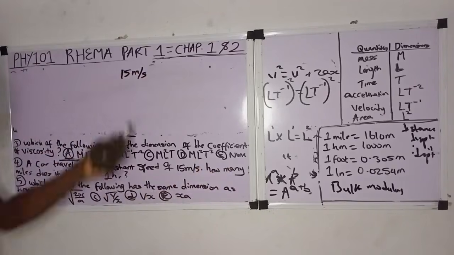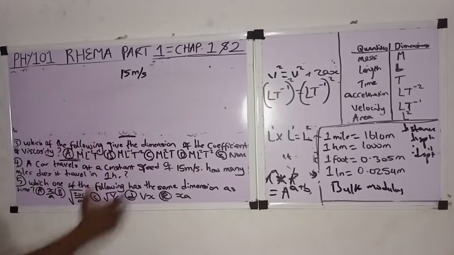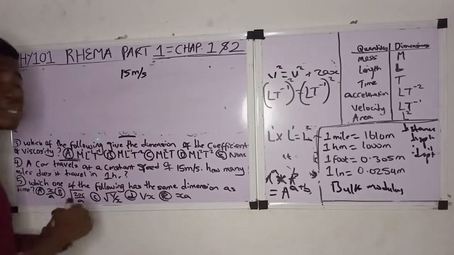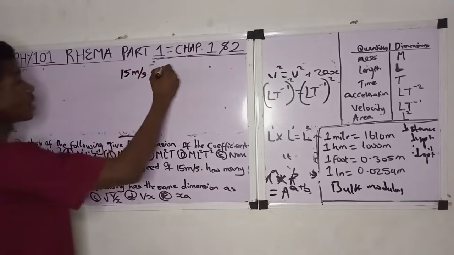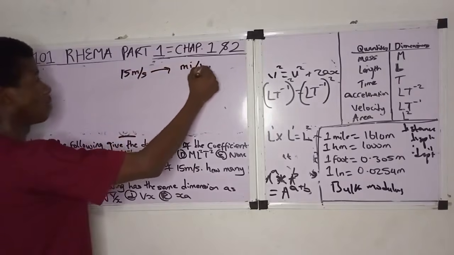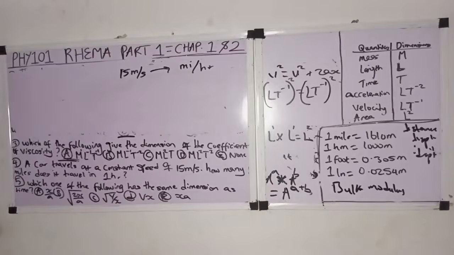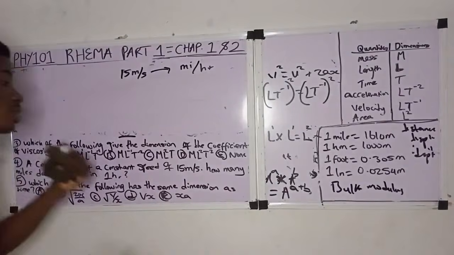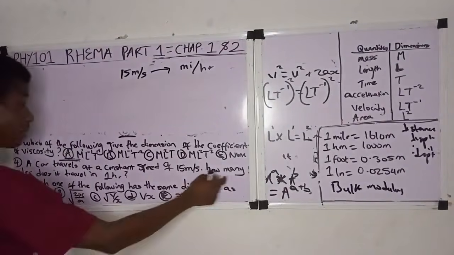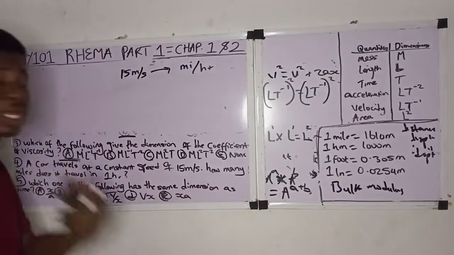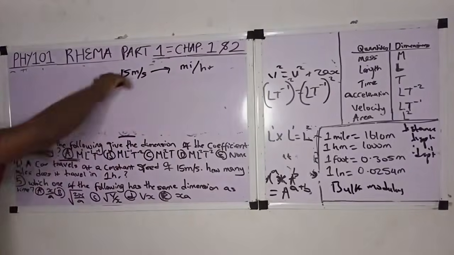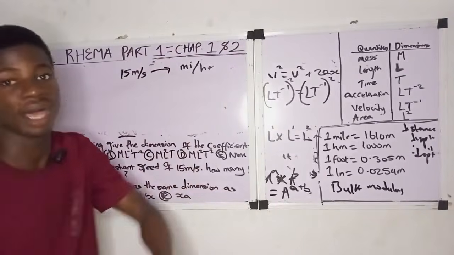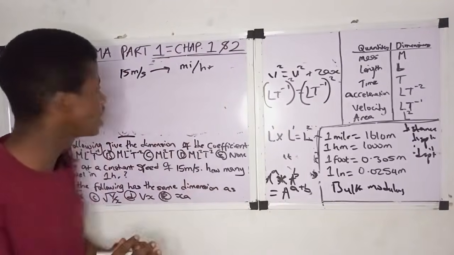What are they telling us to do here? They are telling us to convert this speed, 15 meters per second, to miles per hour, right? This is another conversion factor. They are telling us to convert this 15 meters per second to miles per hour. It's very easy.